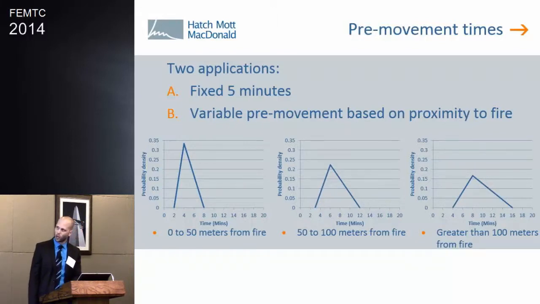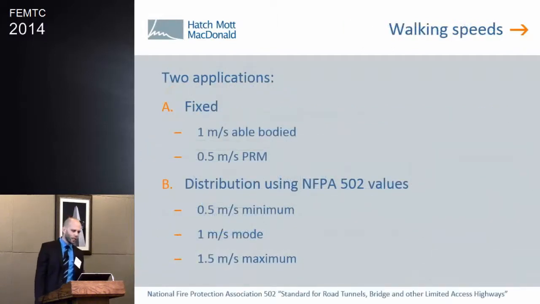And you can see we've varied it along with distance. Similarly, we have the same with walking speeds. As we said earlier, walking speed isn't fixed. No one walks along at 1 metre per second if they're able-bodied, and 0.5 metres per second if they're a person of restricted mobility. However, we've put that in as a sort of standard case. We've also put in a distribution of walking speeds ranging from 0.5 to 1.5 metres per second with a 1 metre per second mode, roughly based on NFPA 502.